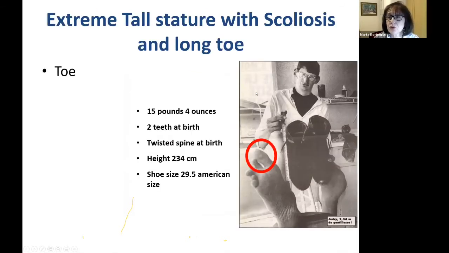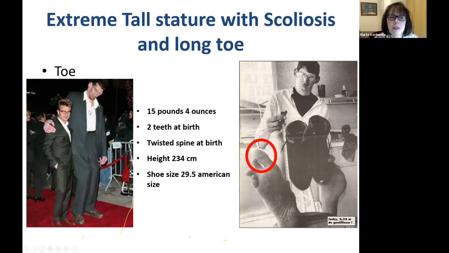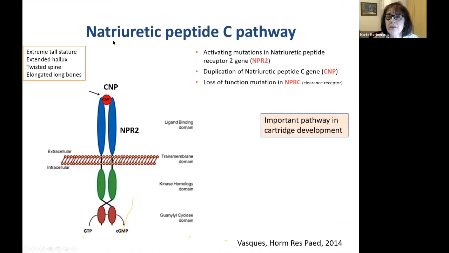Here is another patient who also has a similarly long toe and extremely tall stature. He was already born a very big baby, with 2 teeth at birth and a twisted spine, and he grew to be 2.34 meters with huge, very long shoes. And you might have seen him in various films, such as here. The disease this patient had is a disease of a pathway called the natriuretic peptide C pathway. That's a pathway which is important for cartilage development. The cartilage growth is extremely rapid, and that's why these patients have tall stature, and they have normal pituitary function, normal growth hormone and IGF-1.